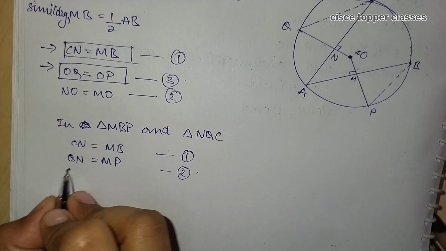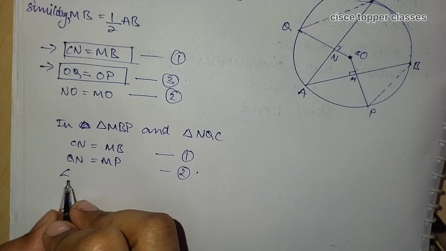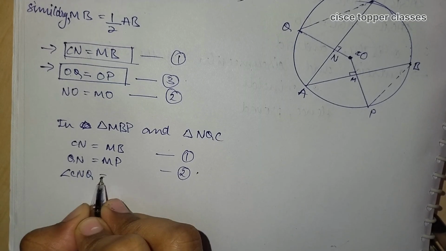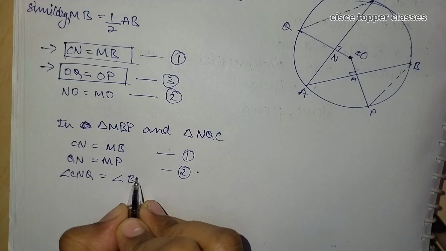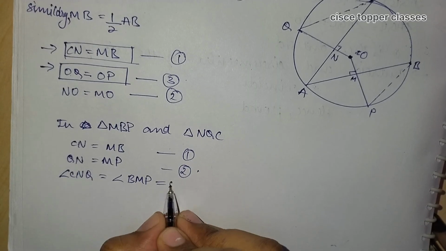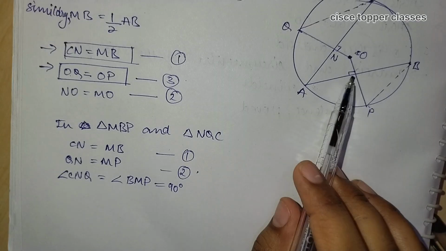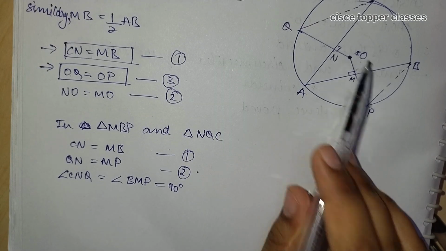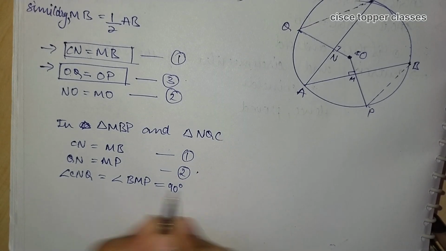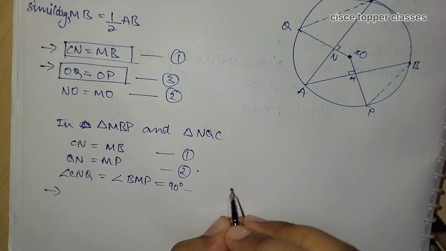Now from that only we can write angle CNQ is equal to angle BMP, as these are each 90 degrees, because this is a straight line and here ON is perpendicular and OM is also perpendicular, so we can write this.